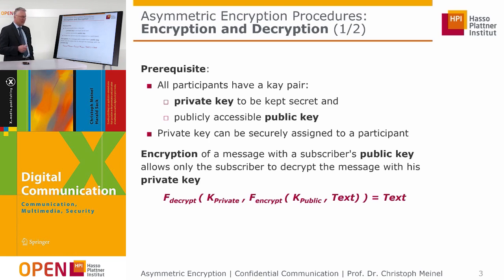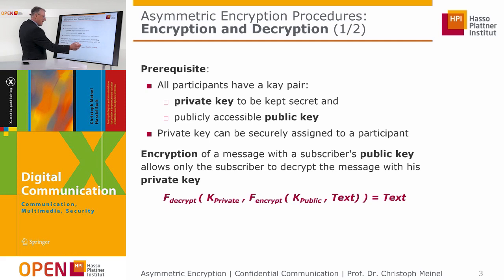So now let's look at how the encryption works. Let's take a message, and the message should be sent from Bob to Alice. Then Bob, who encrypts the message, takes the public key from Alice, encrypts the message, and sends it to Alice. And then Alice is able to decrypt this message with her own private key.